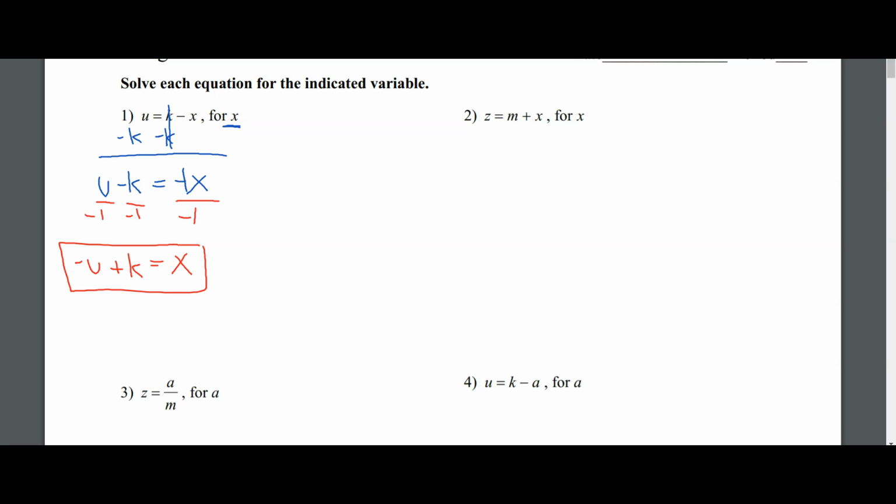If you ended up writing it the other way, you could say k minus u is equal to x. That would also be acceptable. Of course, you could also have x on the other side, so you could say x is equal to k minus u. All right, let's move on to number 11.